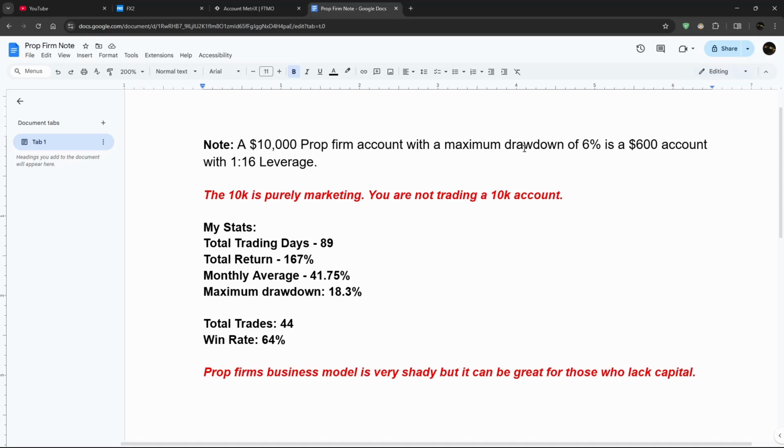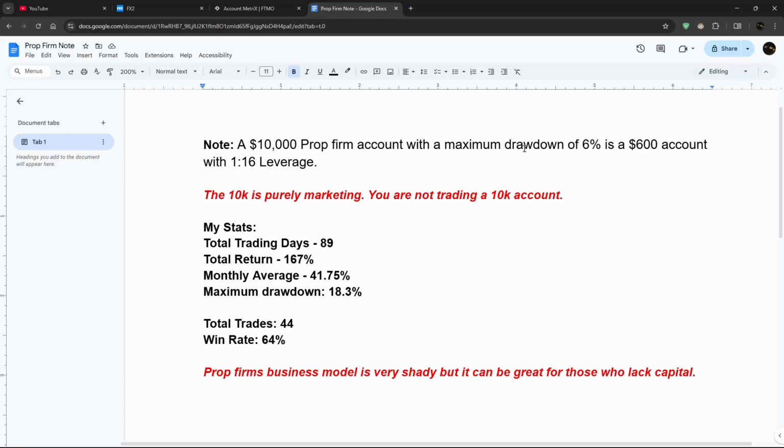So in reality, I'm trading a $600 account with 1 to 16 leverage. If I had a $600 account and I deposited that into a broker, and that broker offered 1 to 16 leverage, which is nothing. Most brokers offer 1 to 100, 1 to 500, 1 to 1,000 leverage, right? So if I had $600 and I deposited it in a live account, it would be equivalent to trading a $10,000 prop firm account with a maximum drawdown of 6%.